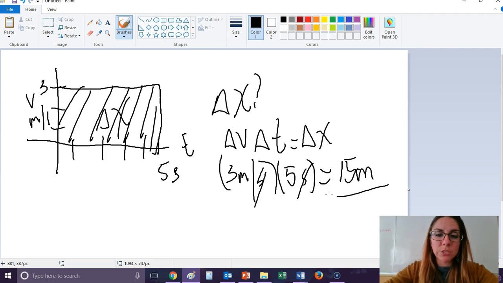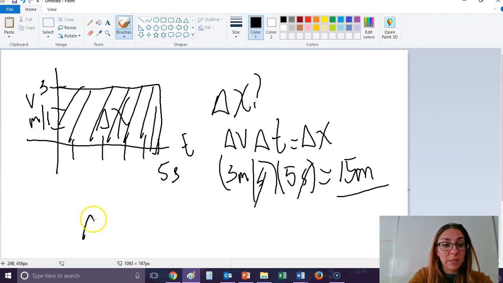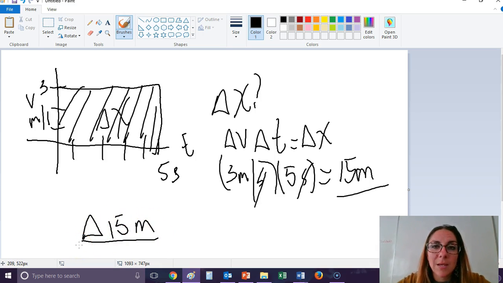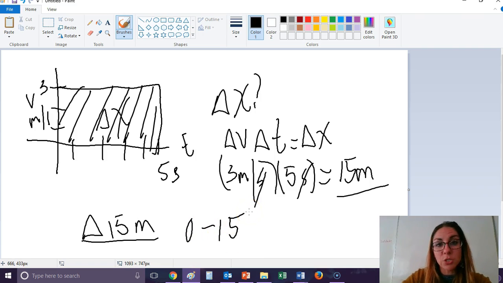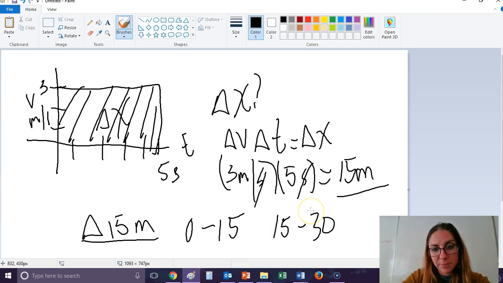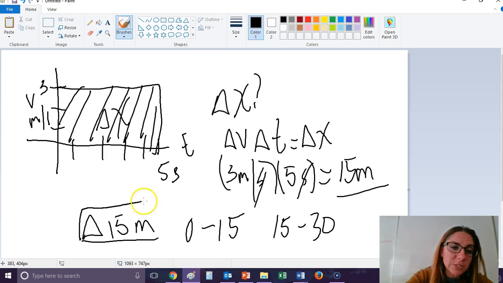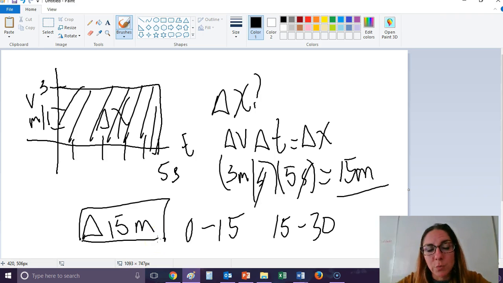So just a note about this displacement that we just calculated: this gives us the change, which is 15. It doesn't give us a starting position or an ending position, because we can go from 0 to 15 and that's a change. I could have gone from 15 to 30. That's a change of 15. Or anything in between. So this is just giving us our displacement, not a reference point. So that's one big thing I just want to talk about.